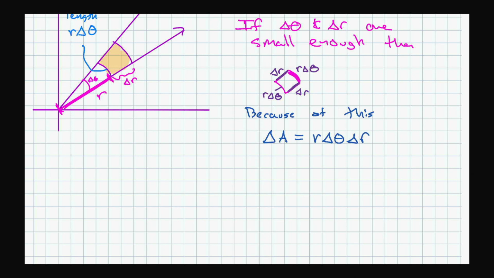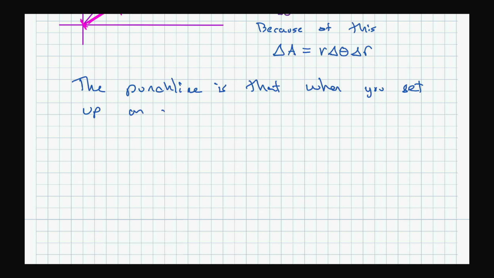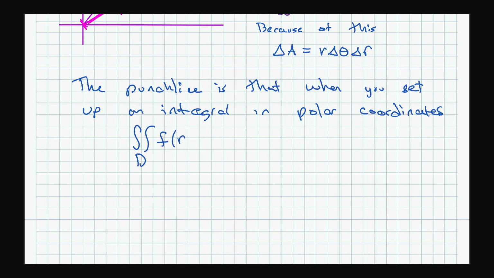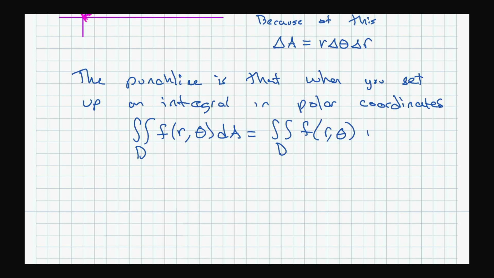And then what this does in your double integral is this. So the punchline: when you set up a double integral in polar coordinates, your double integral over D of f of r, theta dA is actually going to be a double integral over D of f of r, theta, and your dA is r dr d theta. And you've got this extra r here, right?